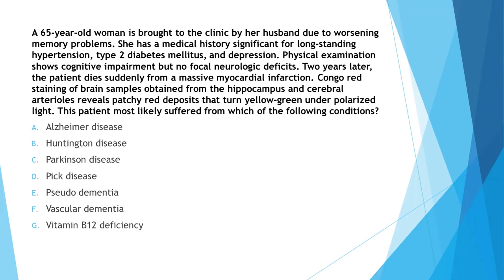Congo red staining of brain samples obtained from the hippocampus and cerebral arterioles reveals patchy red deposits that turn yellow-green under polarized light. This patient most likely suffers from which of the following conditions? Alzheimer disease, Huntington disease, Parkinson's disease, Pick disease, pseudodementia, vascular dementia, or vitamin B12 deficiency.